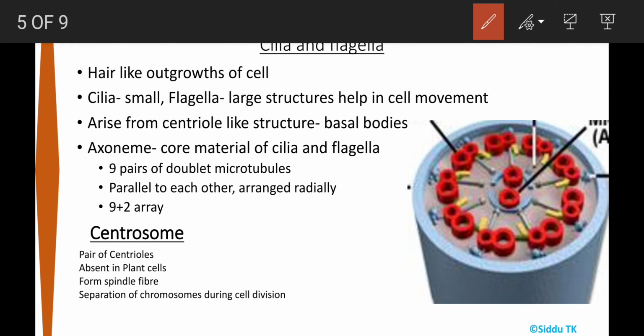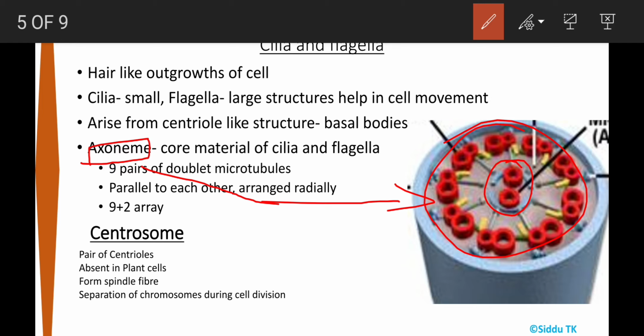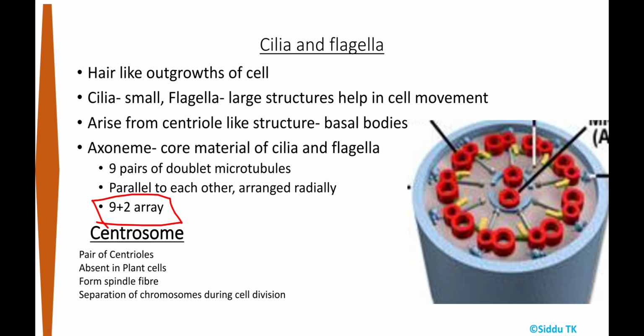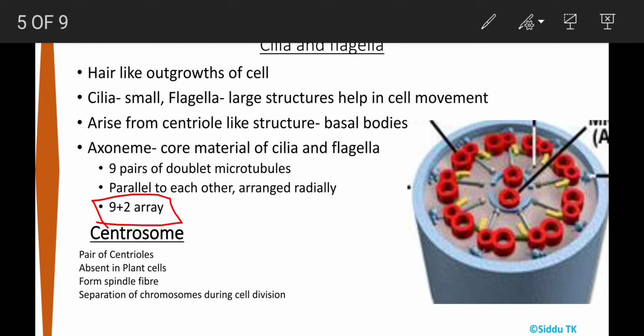Cilia and flagella are made up of a core material called axoneme. Axoneme has 9 pairs of microtubules arranged as a circle. Inside this arrangement, one pair is present at the center. This arrangement is often called the 9+2 arrangement. Remember, cilia and flagella are both made up of microtubules. Even centrioles are also made up of microtubules.